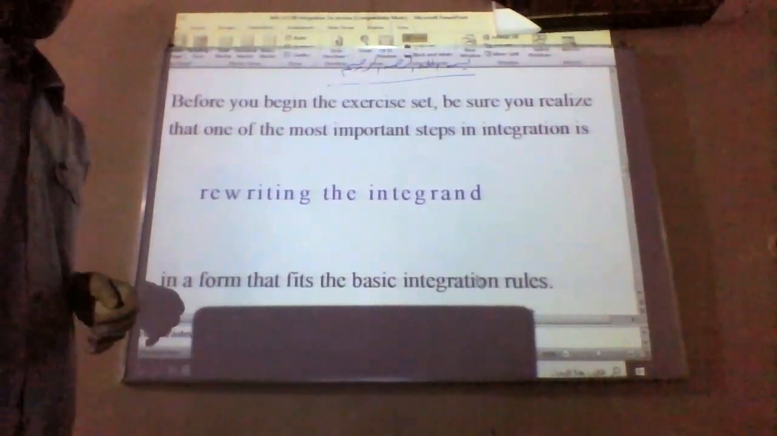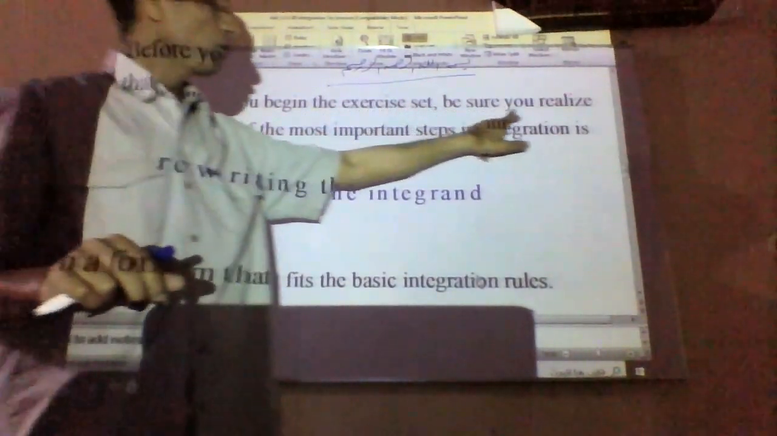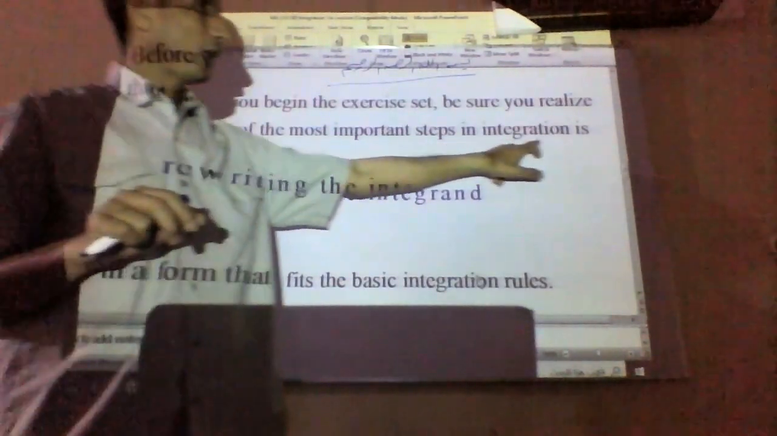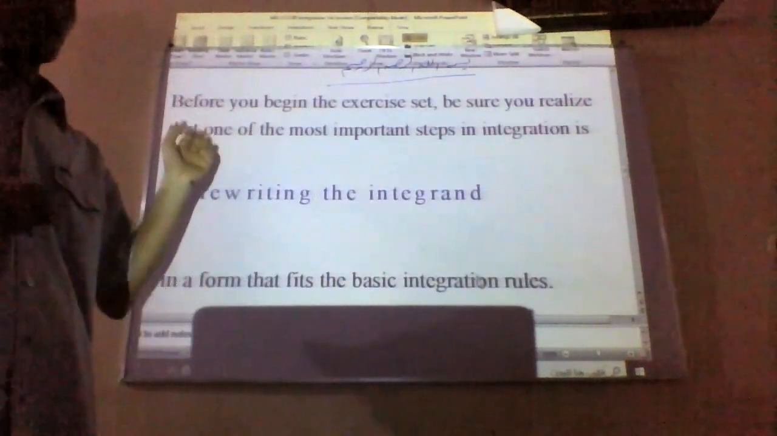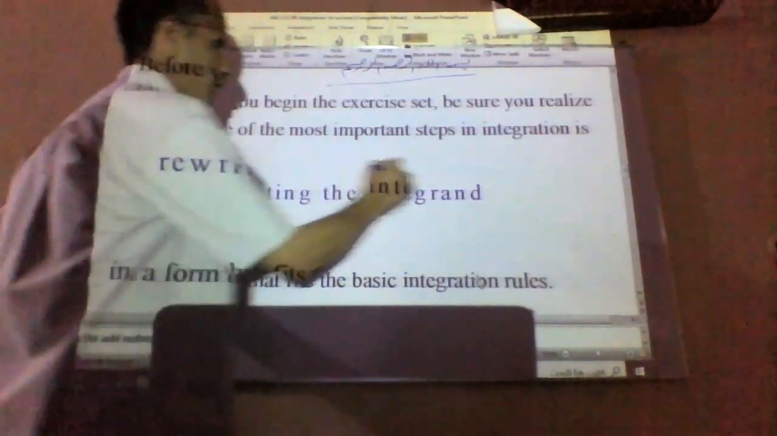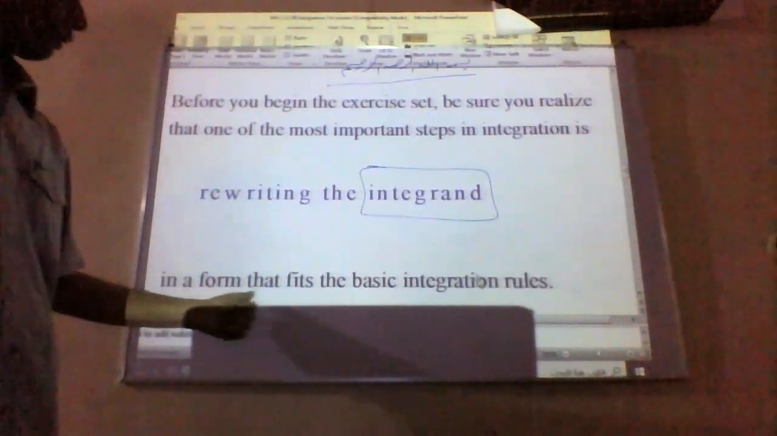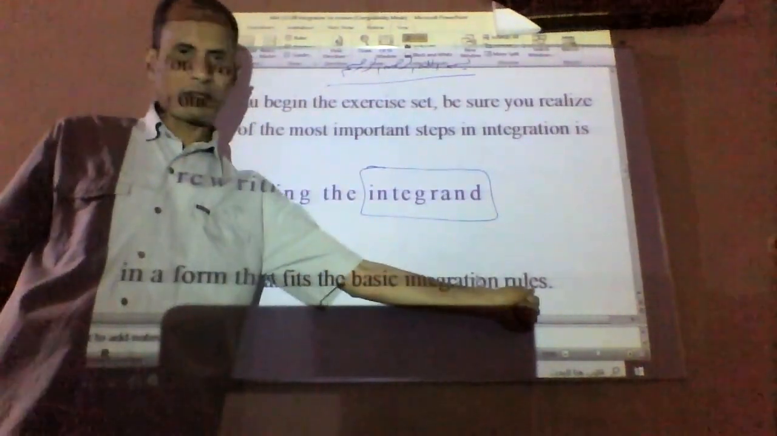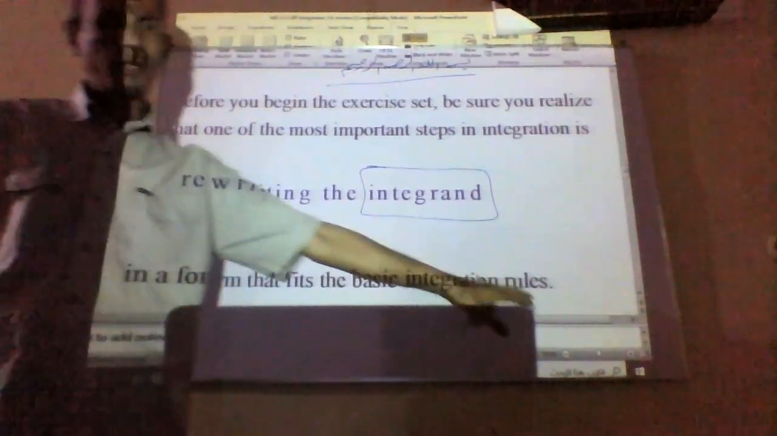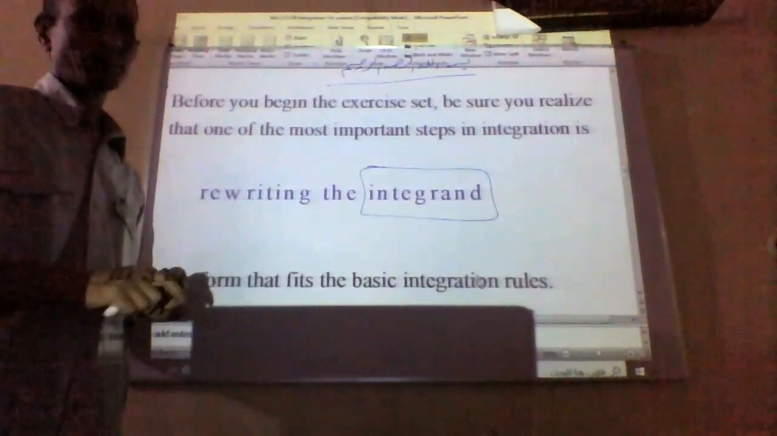Now we have a very important notice. Before you begin the exercises, be sure you realize that one of the most important steps in integration is rewriting the integrand, the function which we integrate, in a form that fits basic integration rules. The function must fit the integration rule, which was x to the power n.